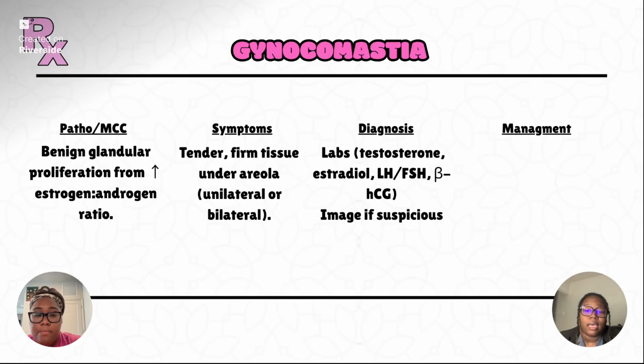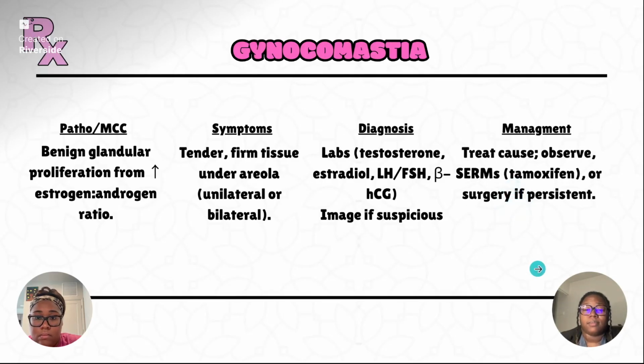And they are having this tissue. And so if you feel like it's suspicious or if they're having any of the B symptoms, fever, weight loss, night sweats, you definitely want to get it imaged. And then treat the cause, like you said. So you're going to treat the cause, you're going to observe. You can also do tamoxifen, and then if it's persistent, you do surgery.